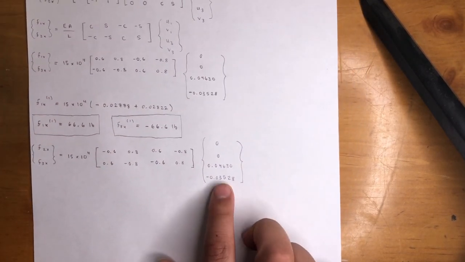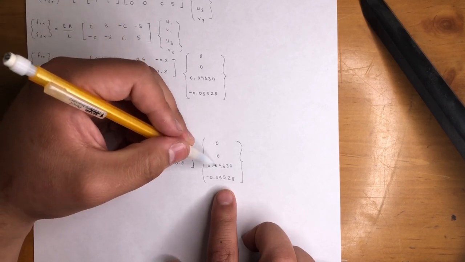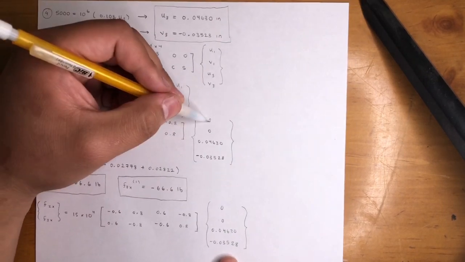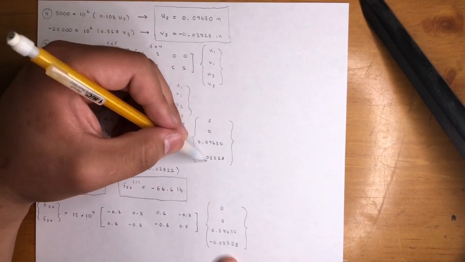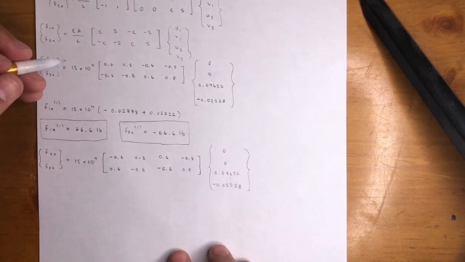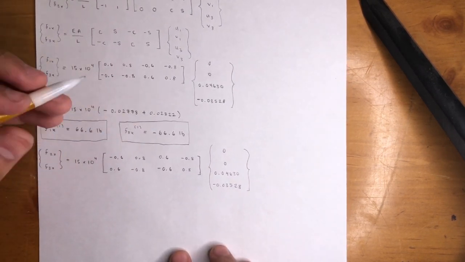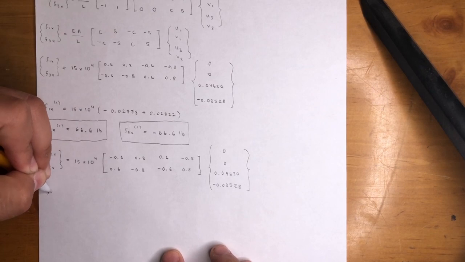There you go. Again, U2, V2, U3, V3, U1, V1, U3, V3. Just making sure you know which ones are those nodes. Go ahead and continue doing it right. F2x of element 2 now.